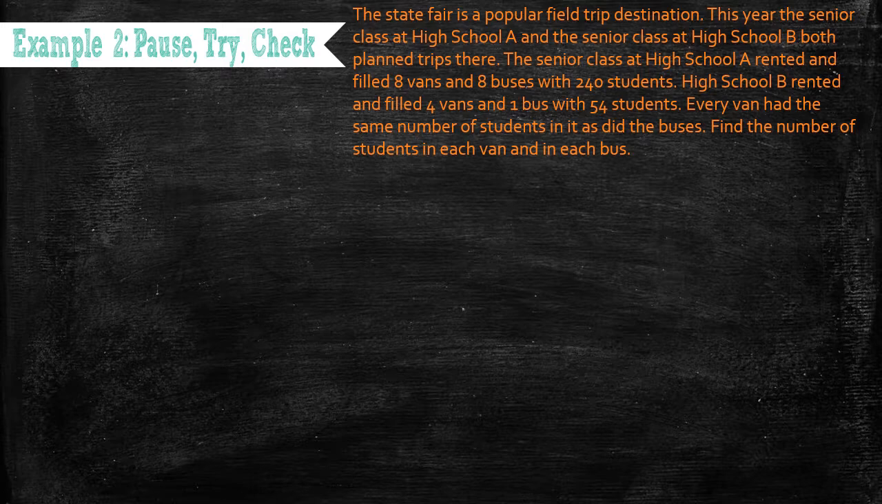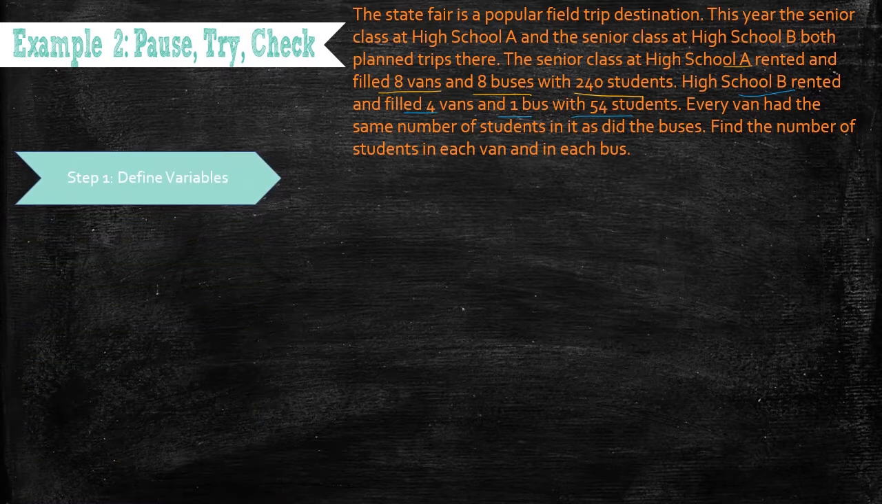In this example, we have the State Fair is a popular field trip destination. This year, the senior class at High School A and the senior class at High School B are both planning trips there. It tells us that the senior class at High School A rented and filled 8 vans and 8 buses with 240 students. And then High School B rented and filled 4 vans and 1 bus with 54 students. Every van had the same number of students in it as did the buses. So we want to find the number of students in each van and in each bus.